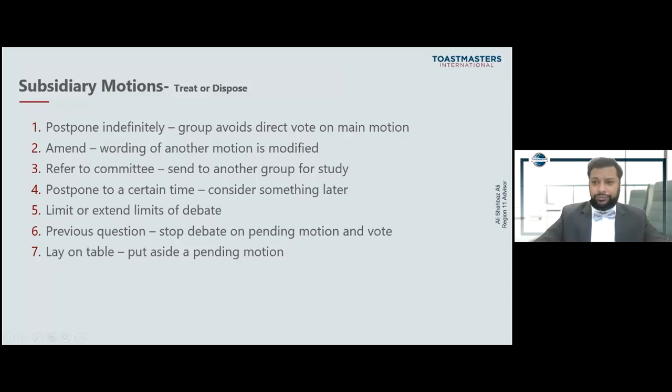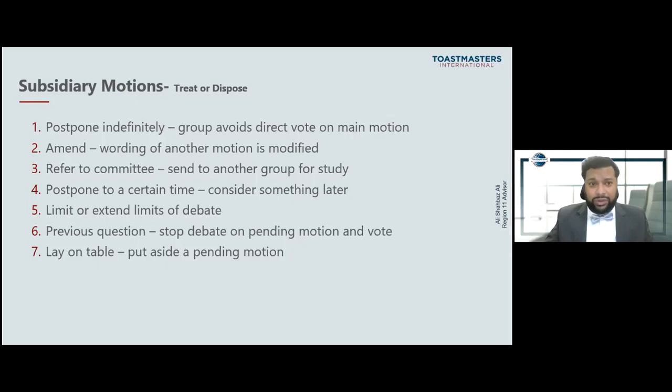And here it is. Subsidiary motions. Postpone indefinitely. First of all, why do we need subsidiary motions? Subsidiary motions are the next category after the main motion, and they deal with treating or disposing of the main motion, maybe modifying the main motion. That's what is meant by treating, striking out something in the main motion, or actually disposing of the main motion. And this is called subsidiary motions.